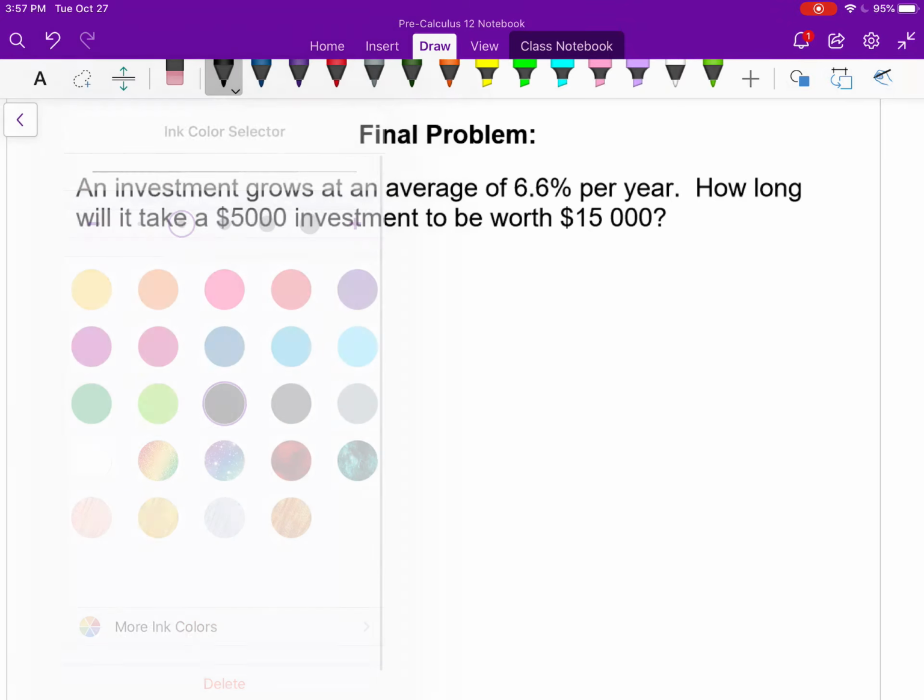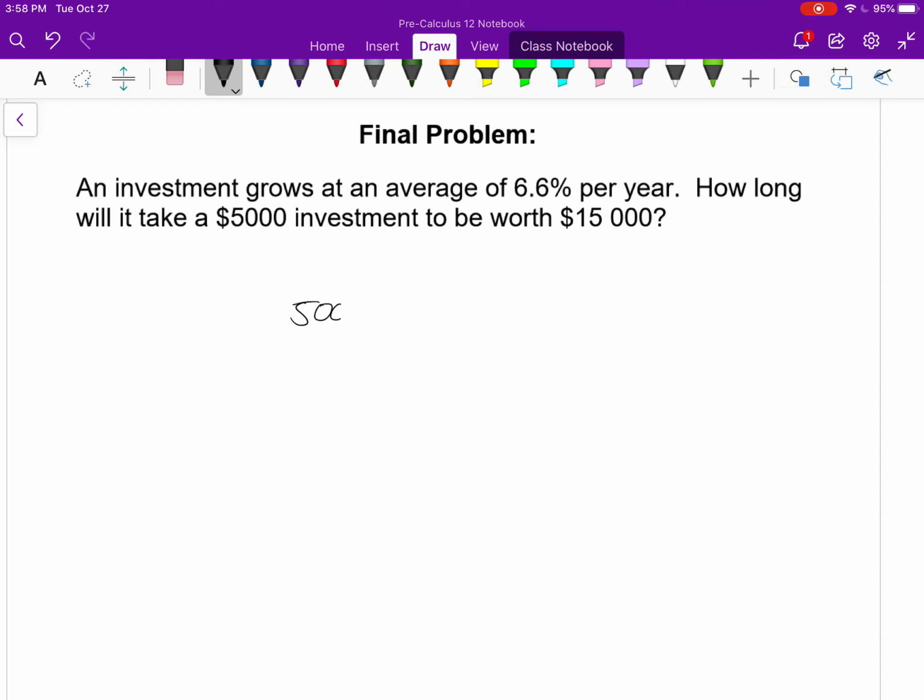Let's first set this up as an equation. So my initial amount is 5,000. If it grows by 6.6% a year, that's the same as multiplying by 1.066 every year. I don't know how many years it's going to be, so that's what we're trying to solve for, t. But I know I want it to equal 15,000.